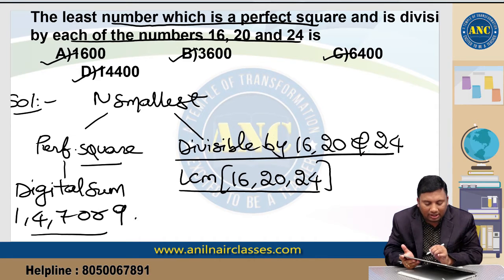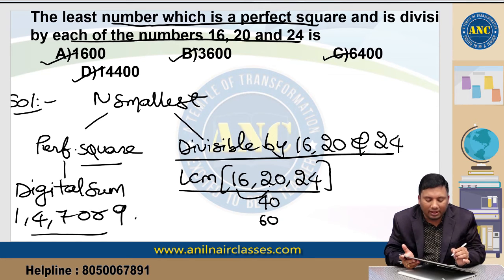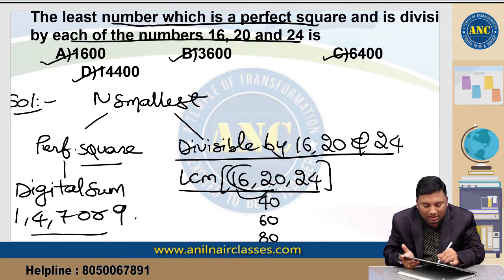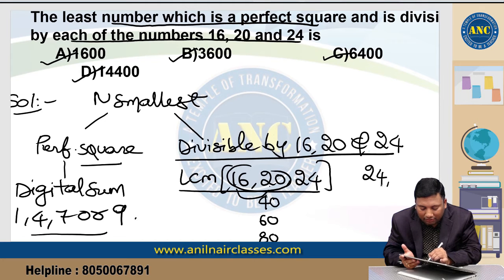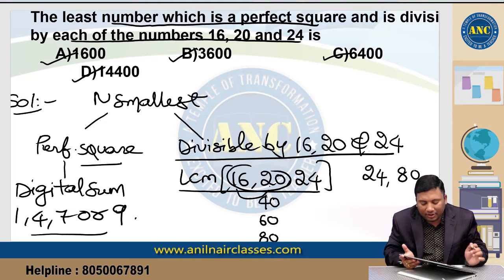Now let us do it one by one. 16 with 20. 20 is not divisible by 16. What is the next multiple? 40. 40 is not divisible by 16. 60 is not divisible by 16. 80 is divisible by 16. So for this one, the multiple I got is 80. So one is 24 and another is 80. The first two's common multiple I got is 80.